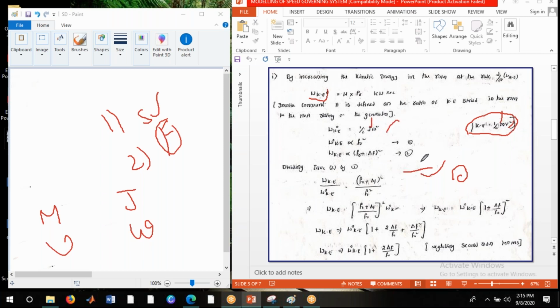Now, how can we control the speed of the generator? There is only one way: by sending the frequency feedback to the governor. Based on this feedback frequency, the governor should open or close the valve based on the requirements. It means that frequency is directly proportional to how much work is done in the generator. That's why it is given by this equation 1. The work done, the kinetic energy, is directly proportional to frequency. So based on the frequency feedback, the kinetic energy will be involved in the generator.